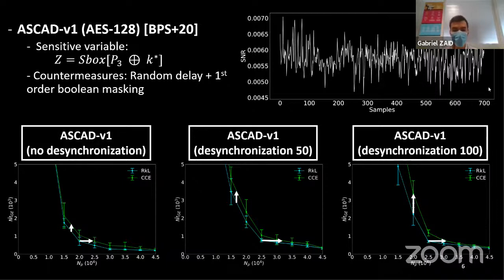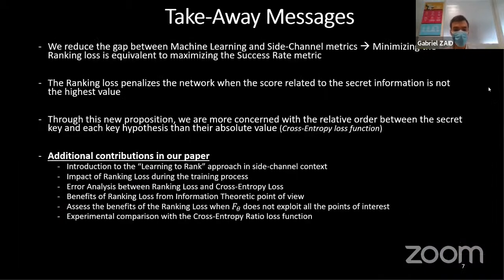So if we want to conclude this brief talk, first, by introducing the ranking loss function, we aim at reducing the gap between the machine learning metric and the one introduced in side channel context. And through our investigation, we observed that minimizing the ranking loss is equivalent to maximizing the success rate metric. Because, as I briefly mentioned, using the ranking loss is useful to penalize the learning process when the score related to the right key hypothesis, so to the private key K star, is not the highest value.